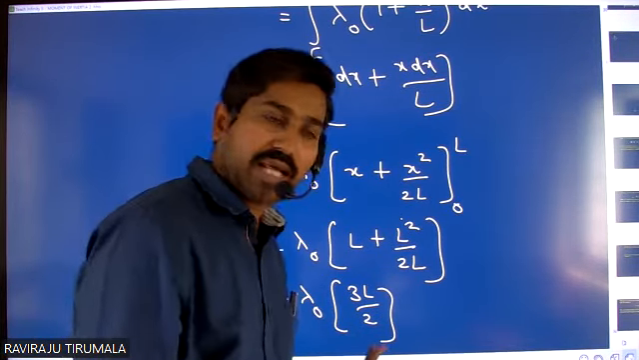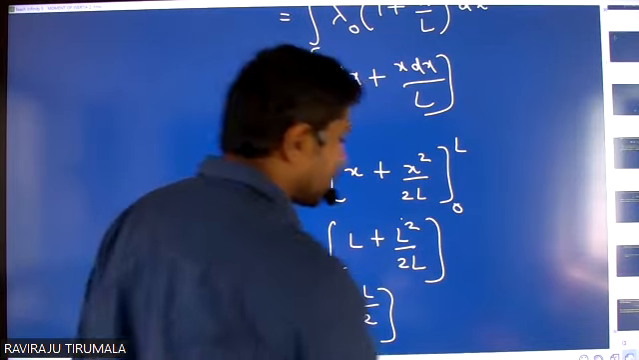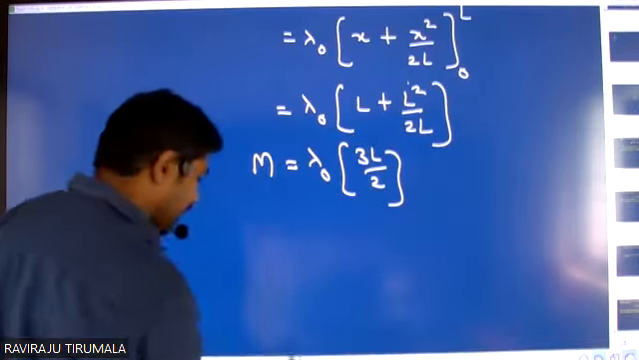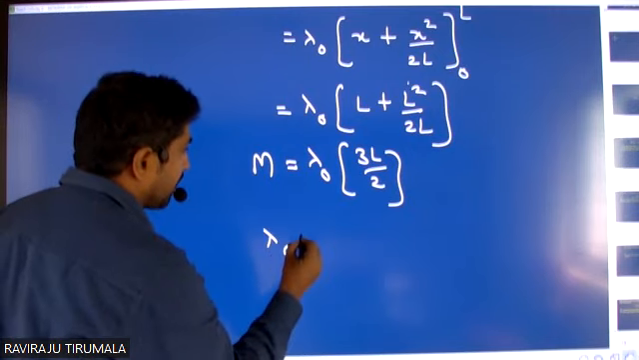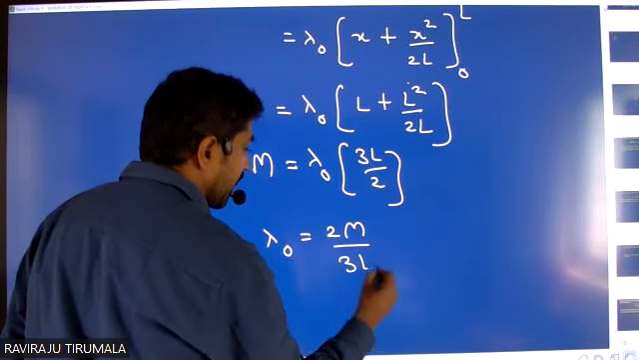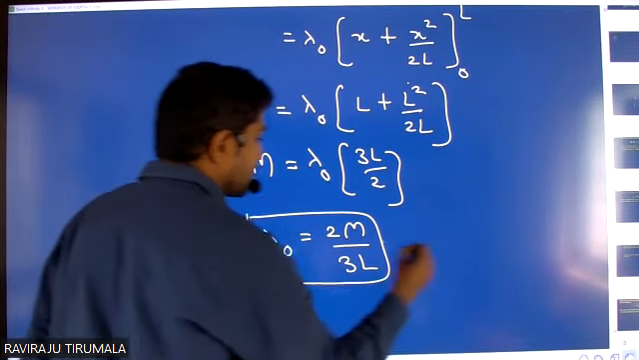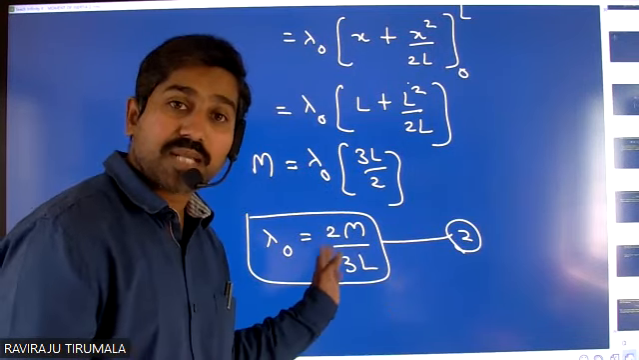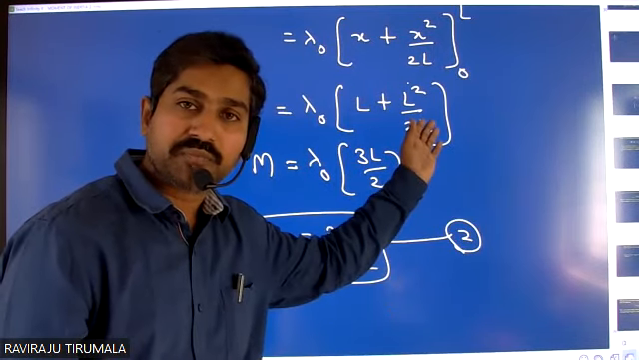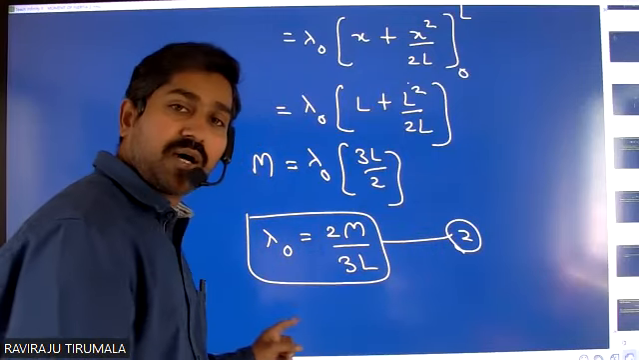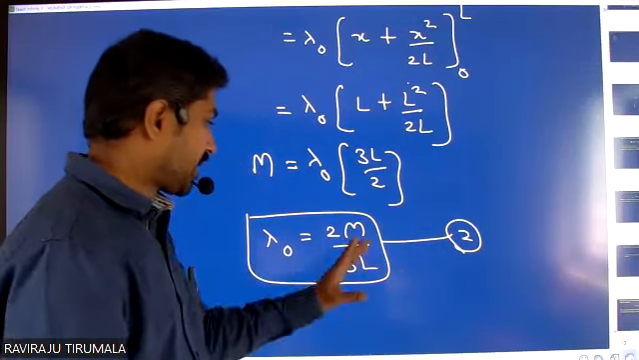Total mass here we got lambda naught into 3L by 2. Now what can we write for lambda naught here? Lambda naught equal to 2m by 3L. Let me consider this as the second equation. Why did we calculate this factor? To substitute in the first equation only, na? To write the equation for moment of inertia in terms of mass, we have taken this.